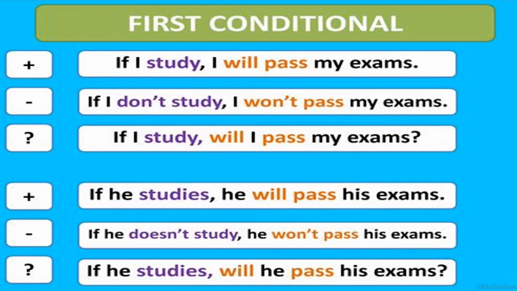If I study, I will pass my exams. If I don't study, I won't pass my exams. If I study, will I pass my exams? And there are also another three sentences here using he or she. If he studies, he will pass his exams. If he doesn't study, he won't pass his exams. If he studies, will he pass his exams?